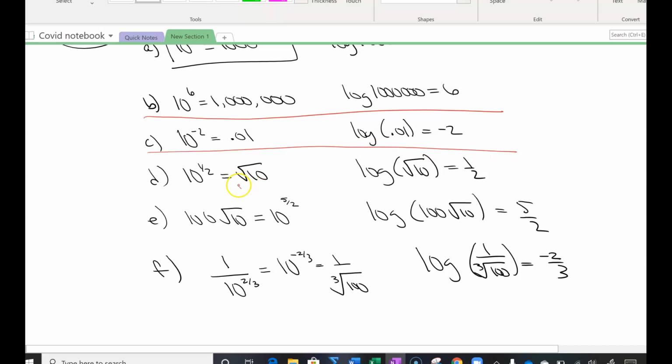Let's see, root 10. We have to remember that's the same thing as 10 raised to the 1/2, right? The instructions here were to take each of these numbers, like the number root 10 and 100 over root 10, and this guy was tricky, number F, and write it as a power of 10. So root 10 is 10 to the 1/2, and then here is my logarithmic equation right there, okay? Log base 10 of root 10 equals 1/2. The exponent that 10 is raised to give me radical 10 is 1/2.